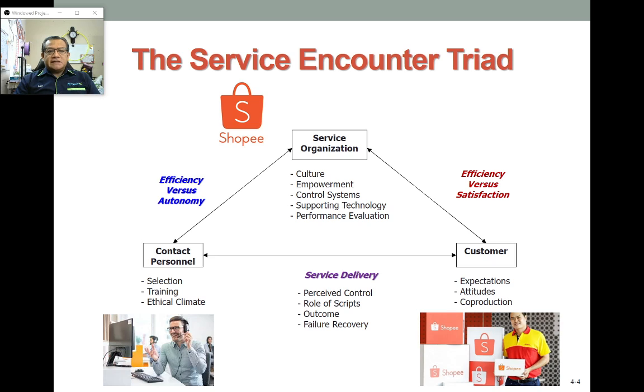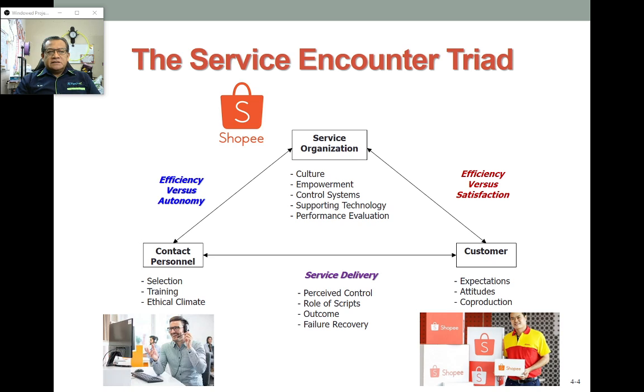First, let's take a look at the service encounter triad, the service encounter triangle. In this triangle, of course, it has 3 nodes. First node is the service organization itself. Second node is the customer. The third node is contact personnel. So I would like to relate my explanation on service organization based on the Shopee online shopping e-commerce platform.